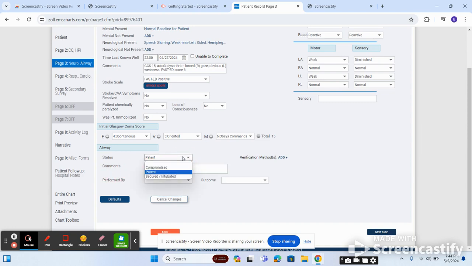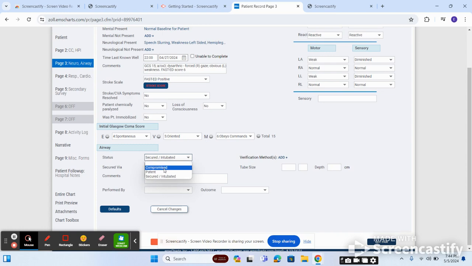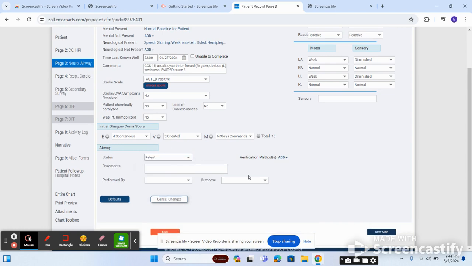If it was anything other than patent, if it was compromised, or if the patient was already intubated, say you went to assist Littleton with a cardiac arrest and they had already intubated the patient and you're documenting everything, you could say that the patient's airway was secured here, or we can say that it was compromised. But for this, we're going to say it's patent. And so that's all for this page. We'll move on to respiratory and cardiac.